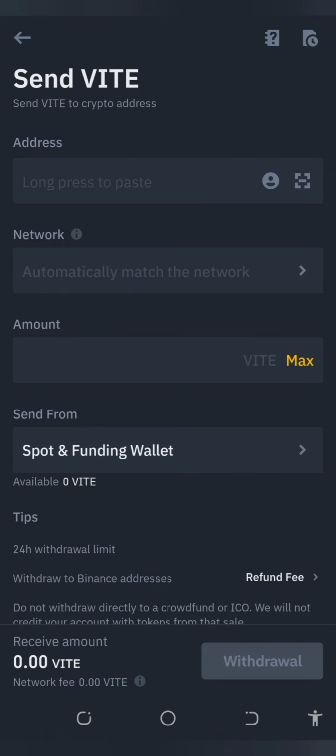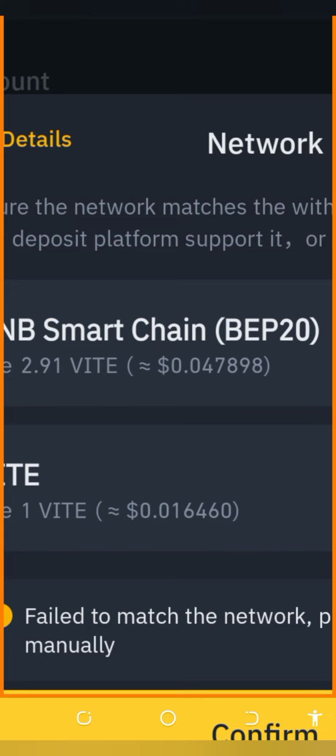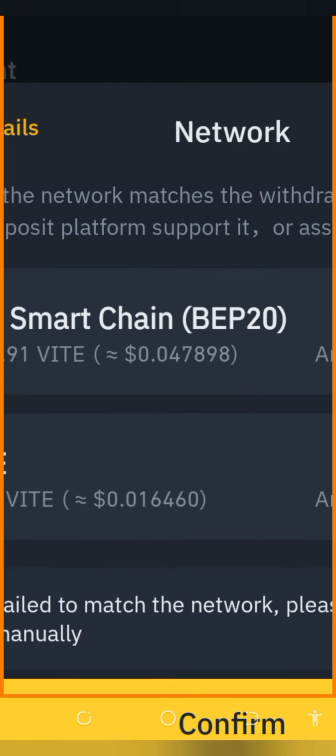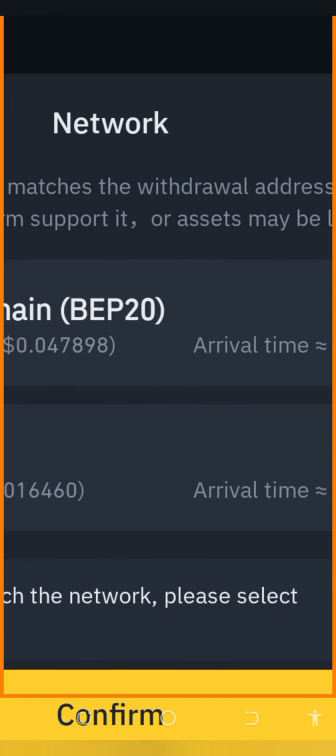Okay, so let's check on the network. Interesting. We've got BNB Smart Chain, BEP20. Wow, this is about 5 cents. That's not bad at all.